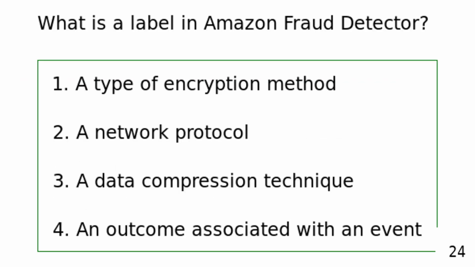What is a label in Amazon Fraud Detector? A type of encryption method. A network protocol. A data compression technique. An outcome associated with an event.